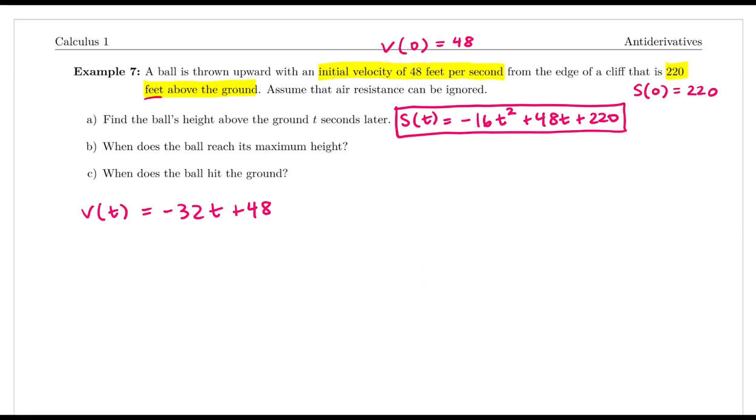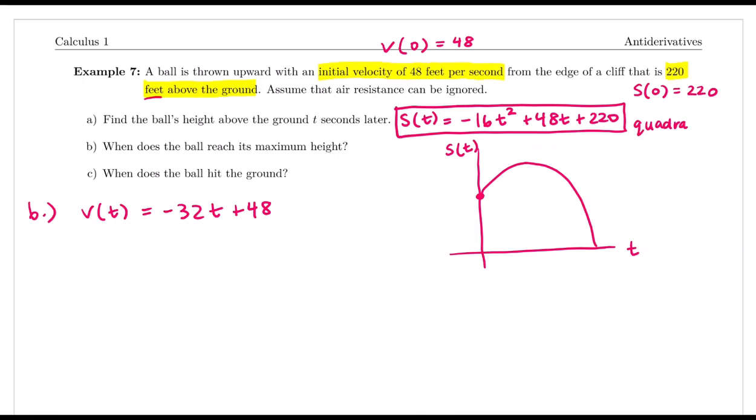Part B says, when does the ball reach its maximum height? We already found the velocity function from the work that we did in part A. If I were to graph the position function, if this axis was t and my vertical axis was s of t, I know that I have an initial height of 220, and it's going to be something like that, because we can see that this is a quadratic function, and so it will have parabolic motion.